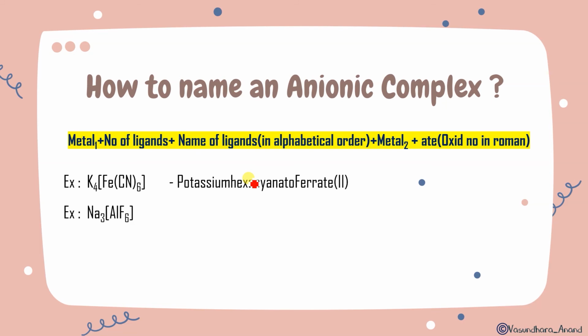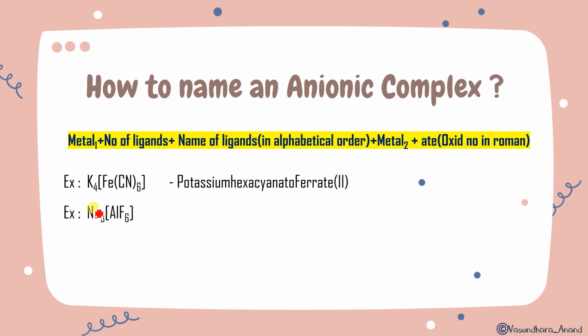Can anybody tell me? Yes, you have done this in the isolation chapter. This is the formula of cryolite, Na3AlF6. How do we name it? Sodium is there, so we will forget about the number. Whatever the number is, we don't have to mention it.